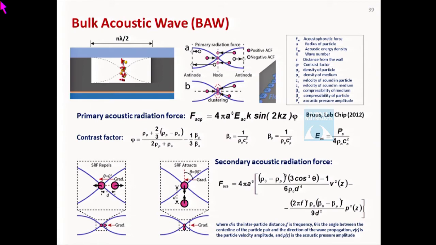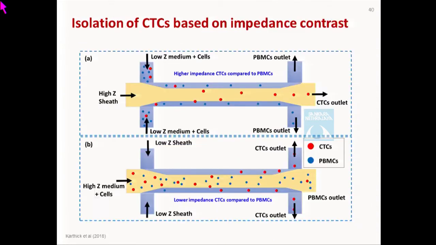Since you have size dependency and it is Q, you can actually sort particles based on size. Since it is also dependent on phi, which is dependent on the acoustic impedance, you can also sort particles based on the acoustic property. So we have used this technique to separate cancer cells from PBMCs.